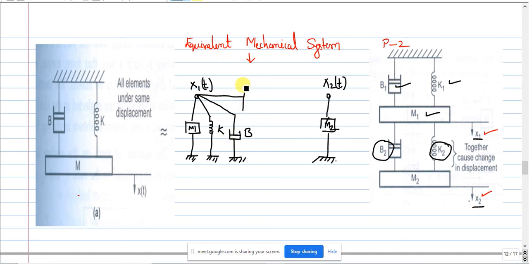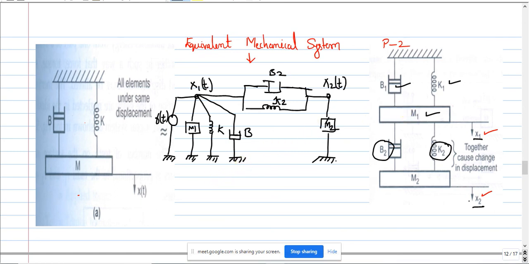So the common elements are b2 and one more, the spring, that is k2, and join here. So this will represent the equivalent mechanical system, and you can also show the input. So what is our input? That is f of t is our input. Again you can show that. So this is a nodal diagram of the given mechanical system.